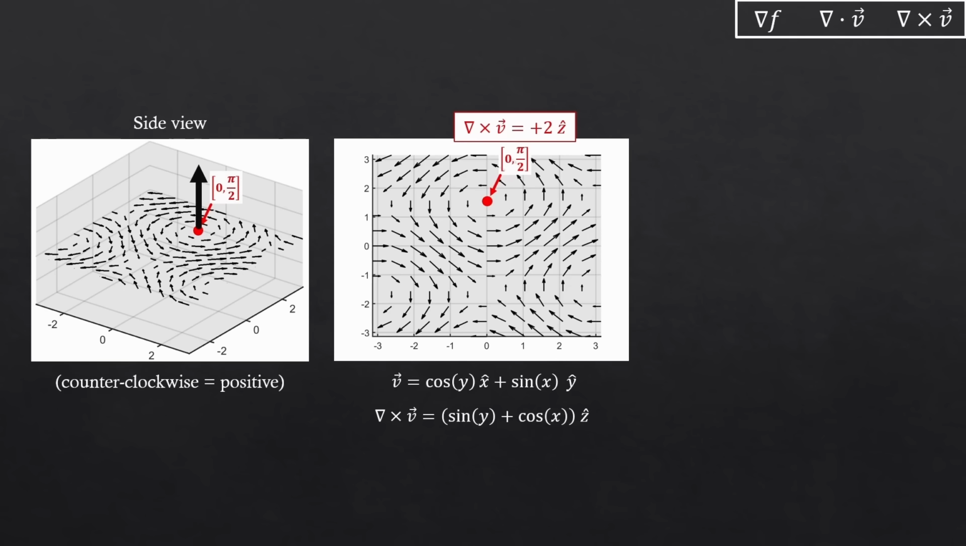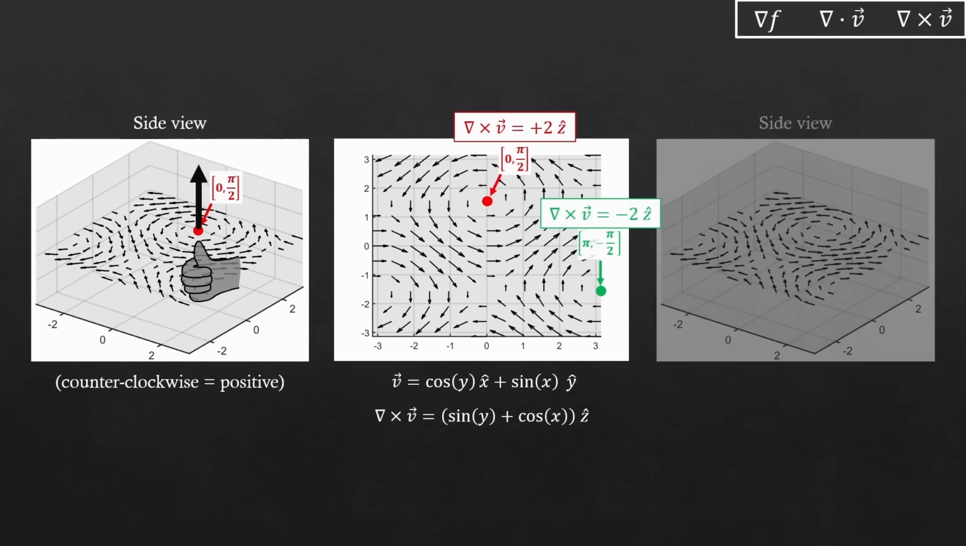And you see how the arrows are rotating in the counterclockwise direction around that point? This is precisely the right-hand rule from physics. Isn't this cool? Positive curl means counterclockwise rotation. Let's look at another point. How about (pi, -pi/2)? This time, we'll get negative 2 in the z direction.